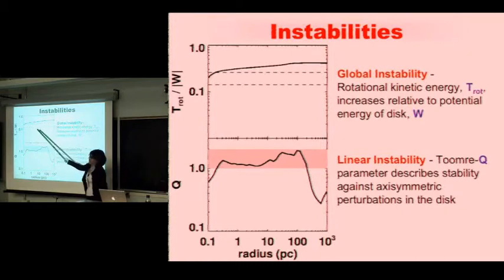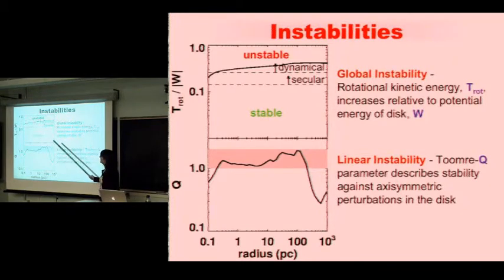And these dashed lines here are the criteria for stability for both secular and dynamical instability above this line. So we measure for our disk, and we find that we're above both of these criteria. That indicates global instability. But it's questionable how applicable this criterion is to our galaxy.